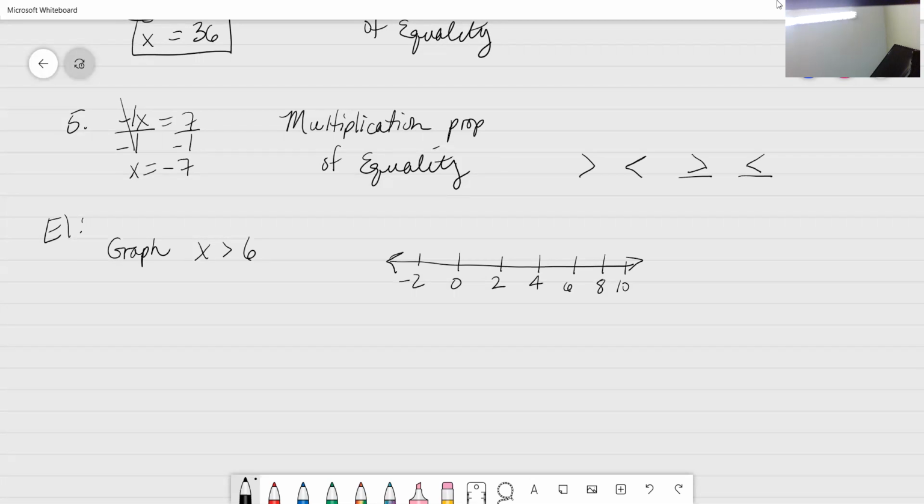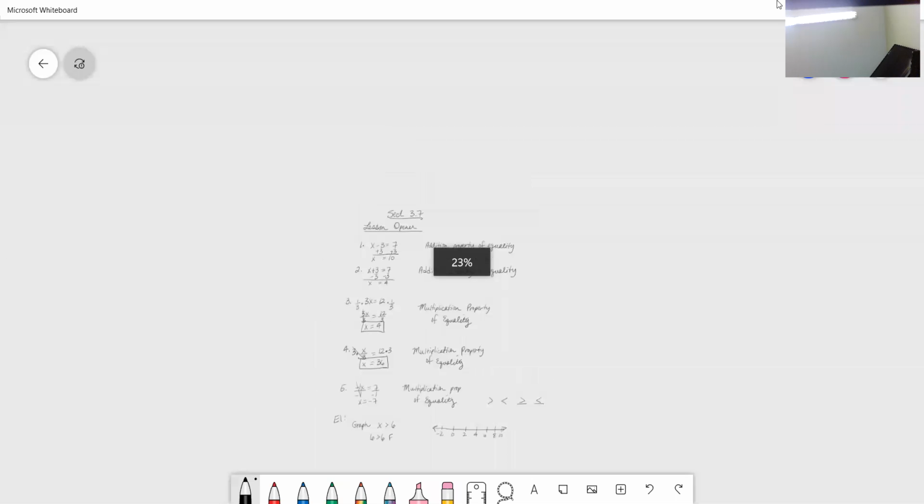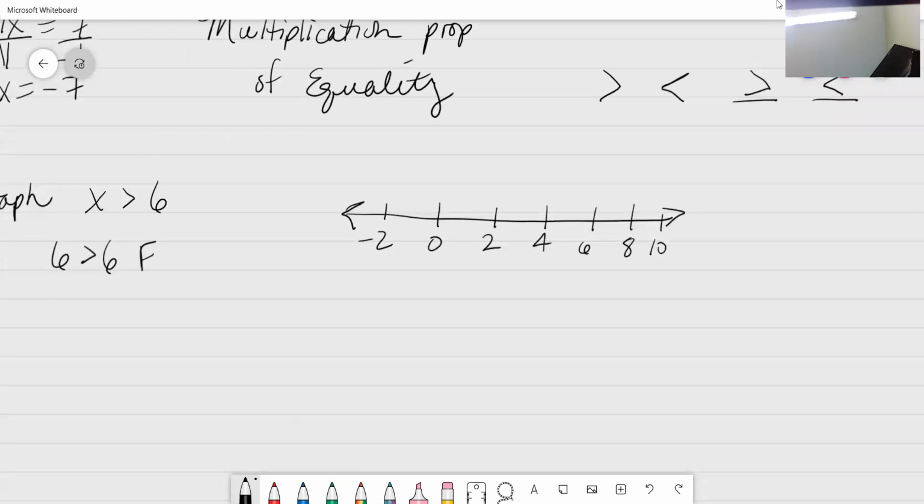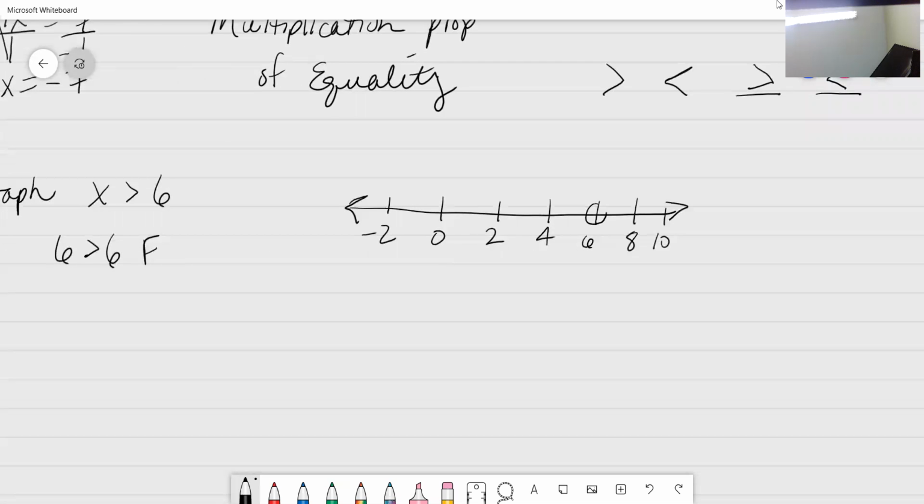So x greater than 6 does not include 6, because 6 is not greater than 6. It is equal to 6, so this is a false statement. Whenever a number is not included, but it is your starting point for greater than or less than that do not include an equal sign, you use an open circle, almost looks like a reticle, and then you draw your arrow in the direction that it's supposed to go.